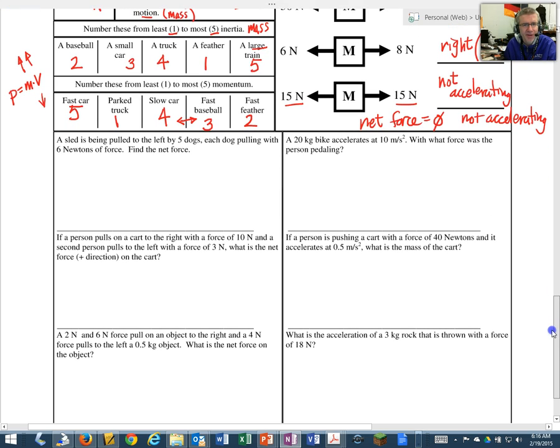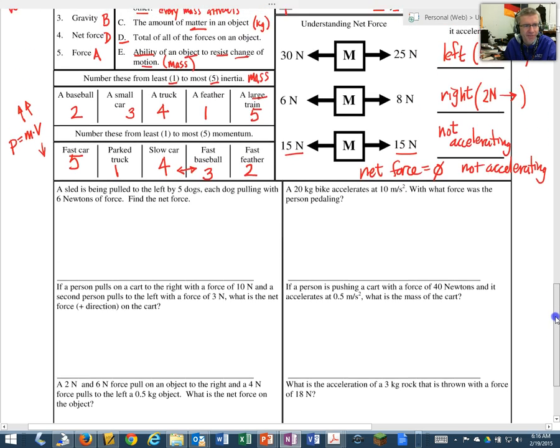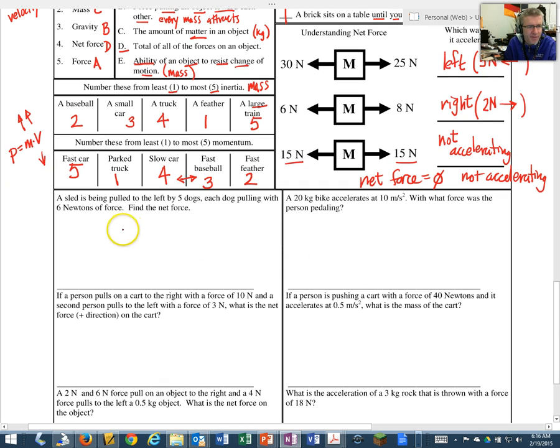So now let's do these questions at the bottom here. So first off, a sled is being pulled to the left by 5 dogs. Here's my sled. I've got 6 newtons from the first dog, 6 newtons from the second dog, 6 newtons from the third dog, 6 newtons from the fourth dog. Do you get this pattern here? 5 dogs pulling at 6 newtons each. Let me put in the newtons here. 6 newtons, 6 newtons, 6 newtons, 6 newtons, right?